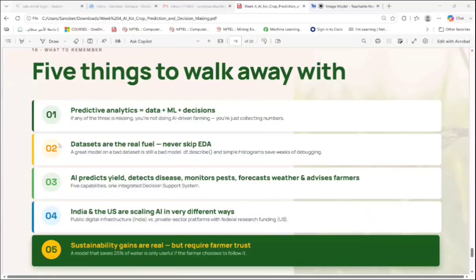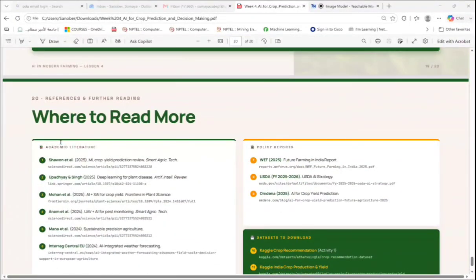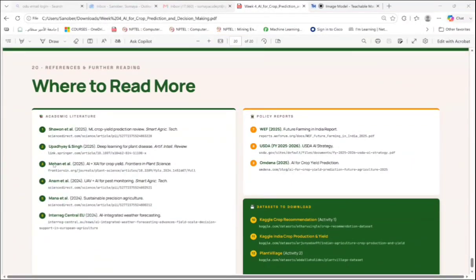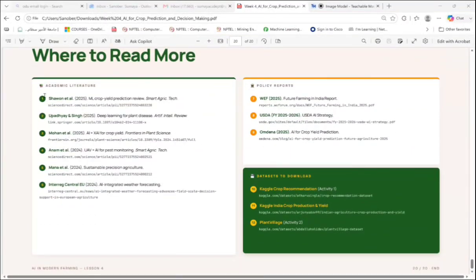Then we have a slide called reference and further reading. If you are interested in exploring more, you can read from here. These are a few of the academic literatures from where I have collected this information and shared with you. These are the policy reports I have considered. This is the academic literature from where I have prepared these slides. And these are the databases which I talked to you about.